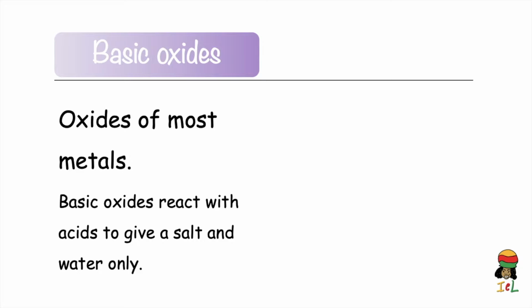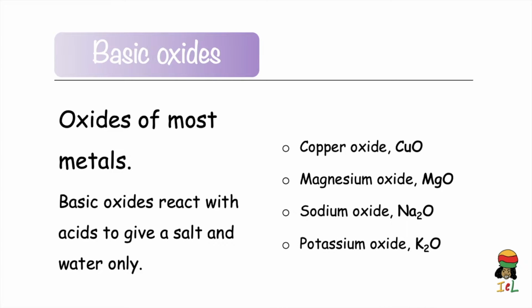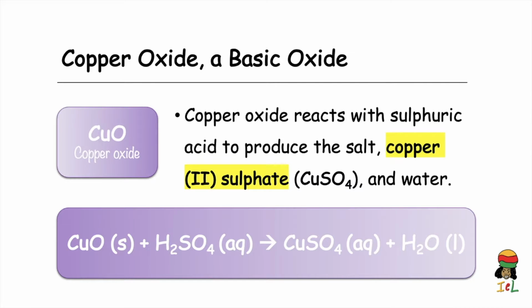Examples of basic oxides include just about any metal oxide such as copper oxide, CuO, magnesium oxide, MgO, sodium oxide, Na2O, and potassium oxide, K2O, which are just a few we have listed here. We will explore a few examples of the reactions of basic oxides with acids to produce a salt and water. So we'll start with copper oxide. Copper oxide is a black solid that reacts with sulfuric acid to produce copper sulfate and water.